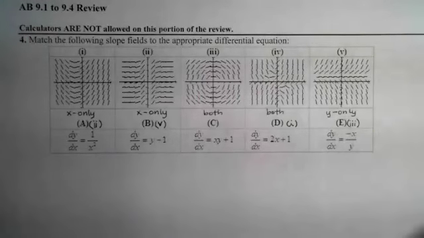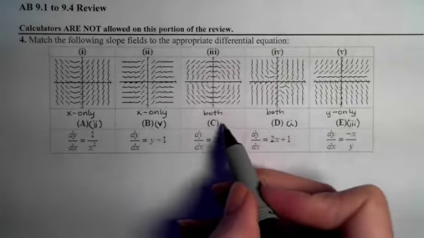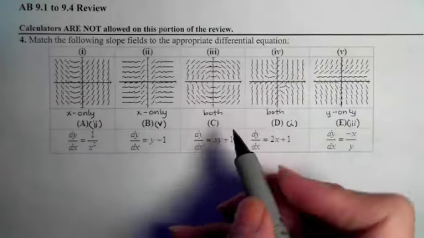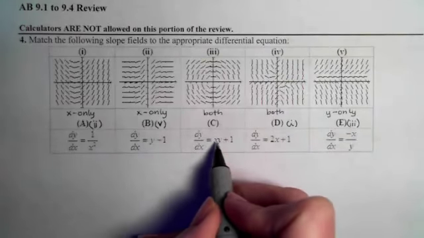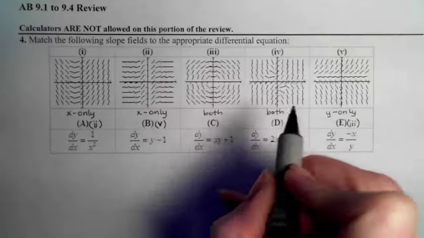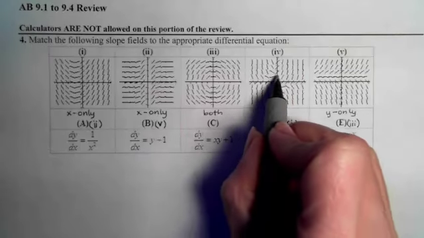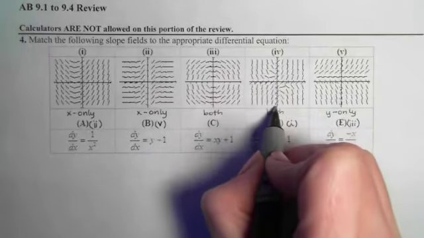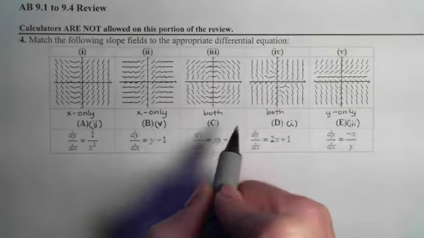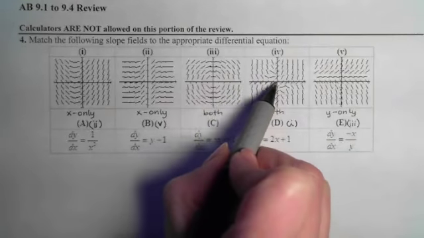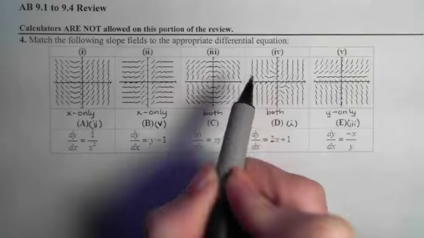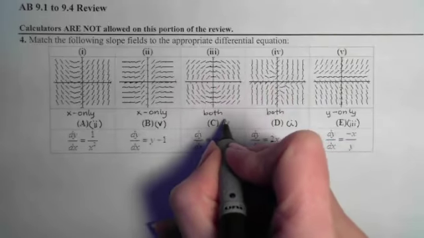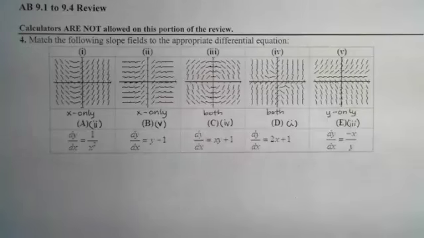Last but not least, by process of elimination, we can see that this one's going to go here. We can double check by letting x equals 0, we get a slope of 1. You can see all along this y-axis that I've got a slope of 1. Same thing if y is 0, that means all along the x-axis I got that same slope of 1. So it looks like this one is going to belong with 4.